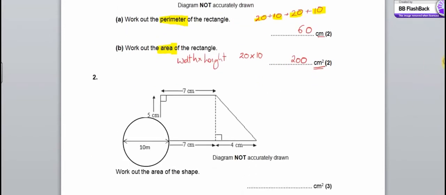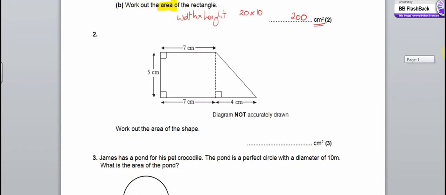Okay, question number 2. There it is. Okay, work out the area of this shape. So this shape is a trapezium. I know most people think trapeziums have to be symmetrical. They don't. The thing that makes it a trapezium is the two parallel sides, and these are parallel here.